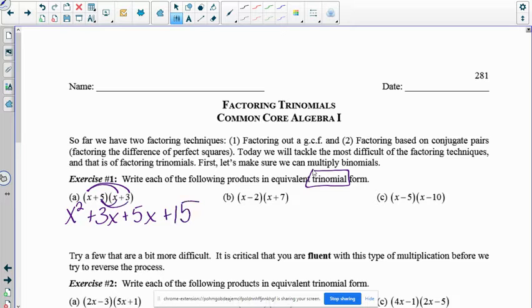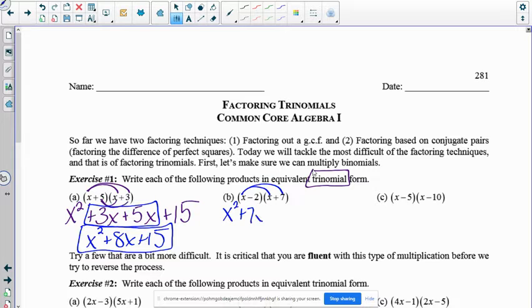Once we've done that, we're going to combine our like terms, which are often but not always in the middle, and we end up with a trinomial, or a polynomial function that has 3 terms. There's our answer. All right, next thing. X squared plus 7x minus 2x minus 14. Find my like terms. There we go.